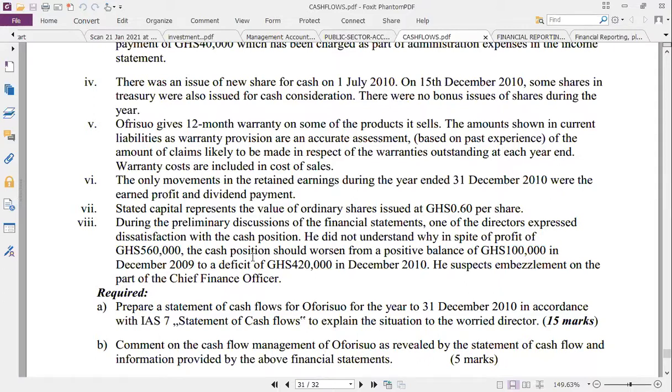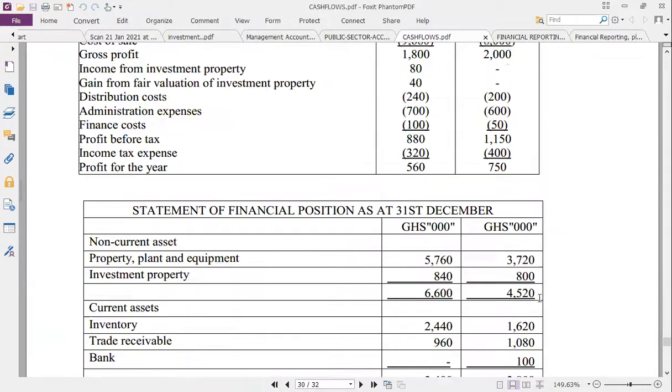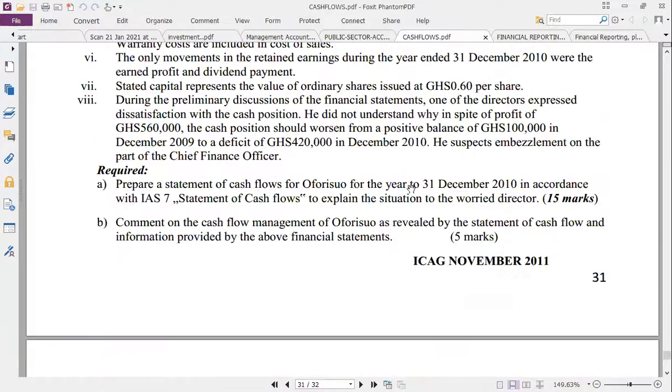During the preliminary discussion of the financial statement, one of the directors expressed dissatisfaction with the cash position. He did not understand why, in spite of a profit of 560,000, let's confirm, a profit of 560,000, the cash position worsened from a positive balance of 100,000 in December 2009 to a deficit of 420. He suspects embezzlement on the part of the chief finance officer.